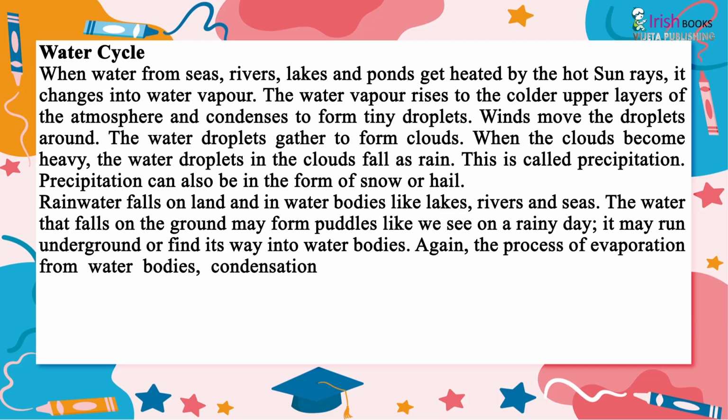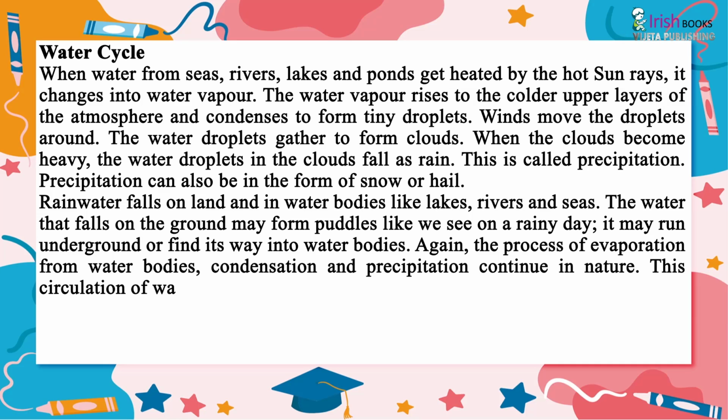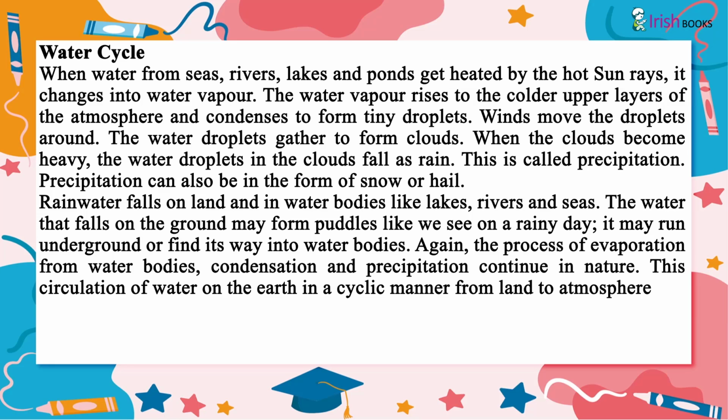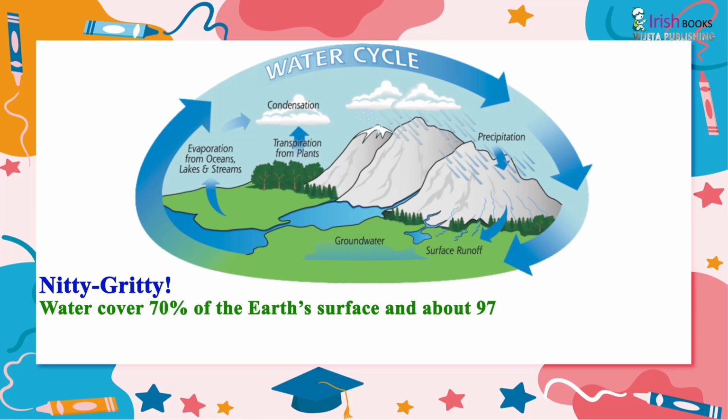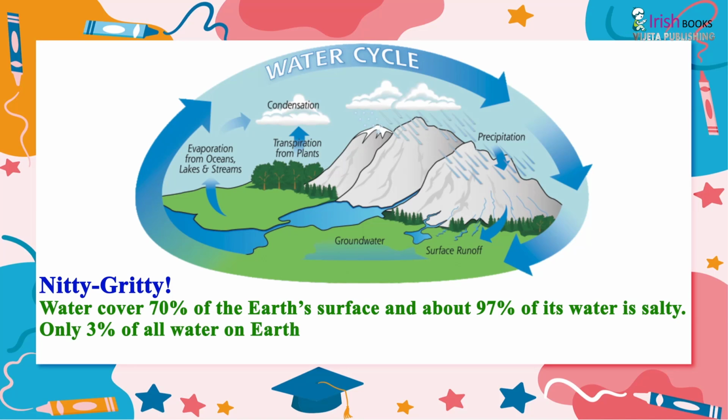It may run underground or find its way into water bodies. Again, the process of evaporation from water bodies, condensation, and precipitation continue in nature. This circulation of water on the earth in a cyclic manner from land to atmosphere and back to land is called water cycle. Nitty-gritty. Water covers 70% of the earth's surface and about 97% of its water is salty. Only 3% of all water on earth is fresh water.